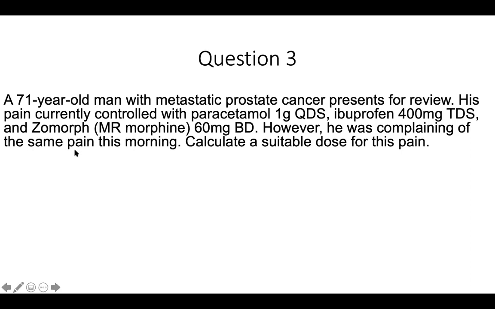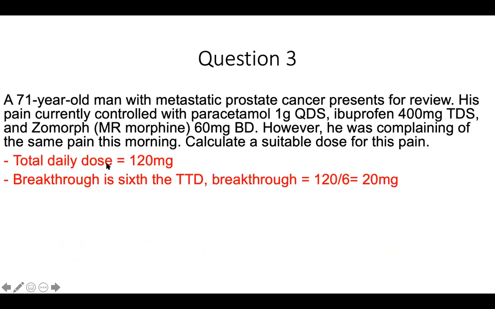The breakthrough dose is 1/6th the total daily dose. This means 120 milligram divided by 6. So the total daily dose is 120 milligram. The breakthrough is 1/6th the total daily dose. So it's 120 divided by 6 gives you 20 milligram. So whenever this patient experiences the pain, he should take 20 milligram.